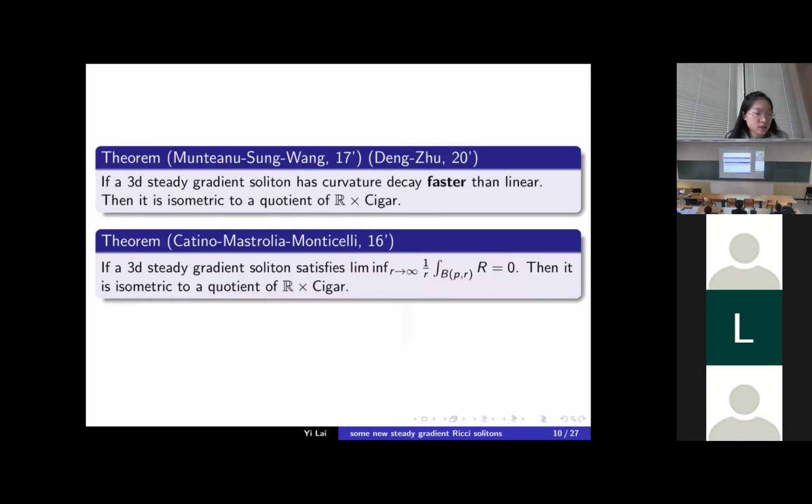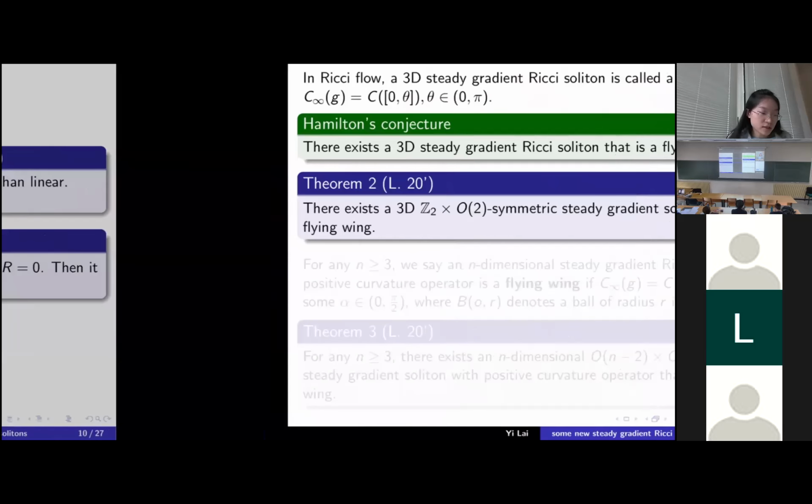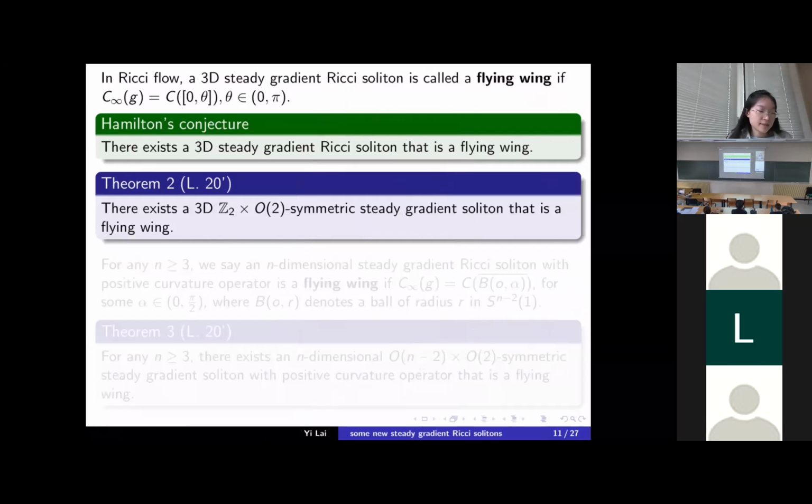And so now it is a natural question to ask if there is any new static gradient soliton in dimension 3 that fails all these assumptions. So that is neither the Bryant soliton nor the R times cigar and their quotients. And actually, this is a conjecture by Hamilton, and he conjectures that such solitons exist, and he called them the flying wings. They are called flying wings because they have the shape of a flying wing.